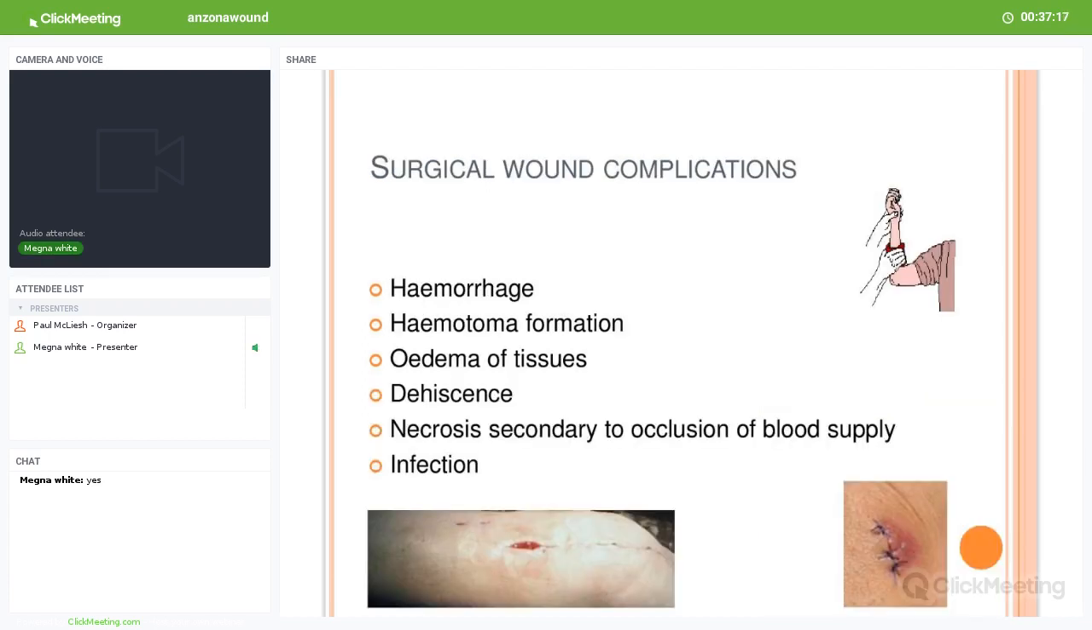With surgical wounds come complications as well. So you can have the hemorrhage, you can have hematoma formation, or you've got a lot of bruising. You can have edema of the tissues, dehiscence. You can get necrosis secondary to the occlusion of blood supply, or evidently here you can get infection.